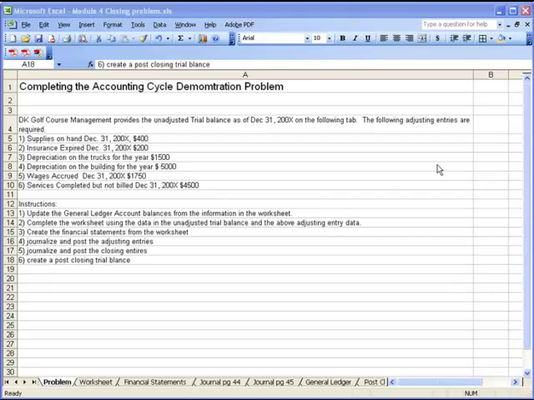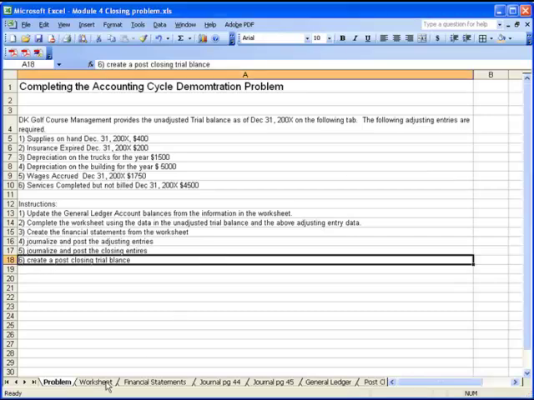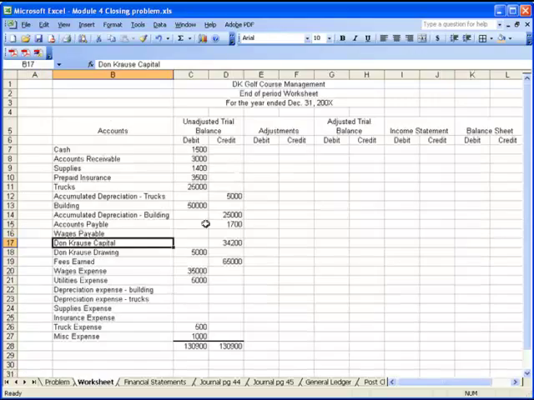The problem reads as follows. DK Golf Course Management provides the unadjusted trial balance as of December 31st, 2000X on the following tab. And the following adjusting entries are required, and we see 6 adjusting entries that need to be done here. More importantly, we see the worksheet here, which has our unadjusted trial balance.